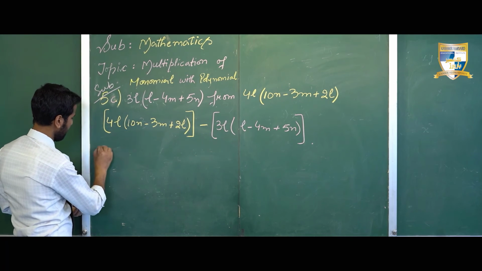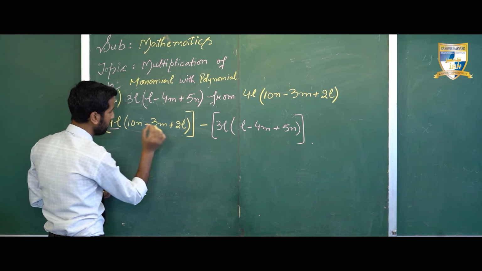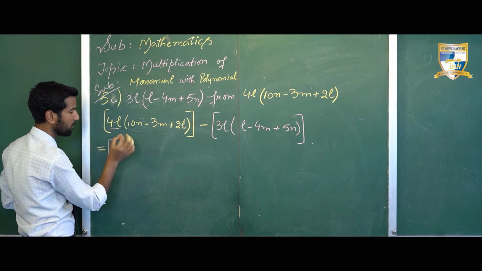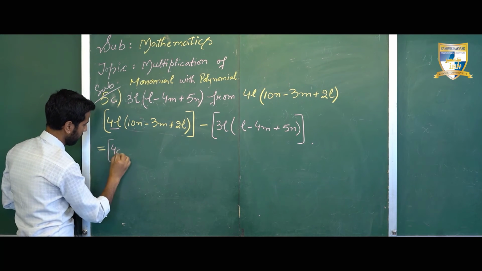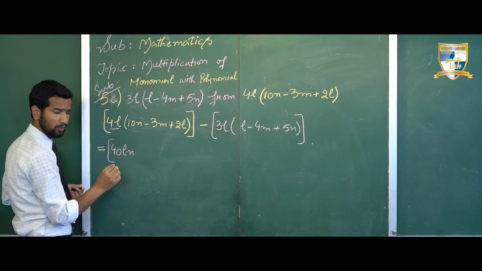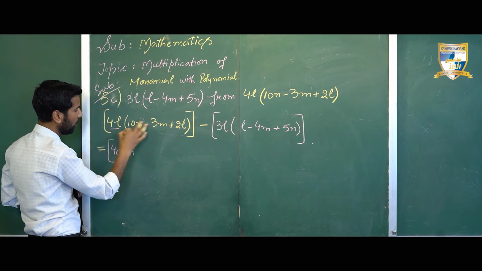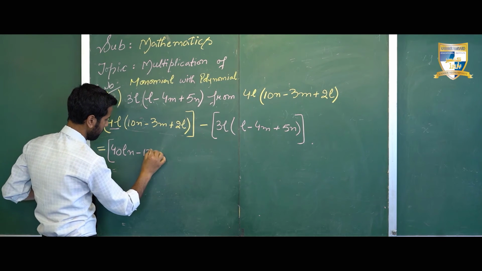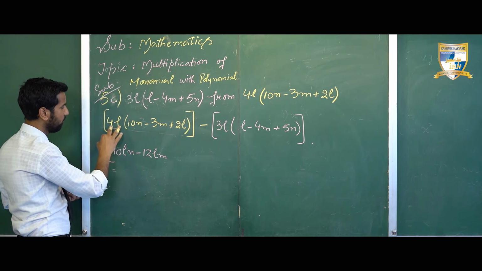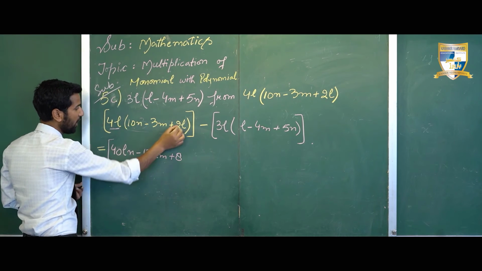Now let's simplify them first. Once again, here is a monomial in multiplication with a trinomial. So we are going to multiply this monomial with each and every term here. So 4L into 10N will become 40LN: 4 into 10 will become 40, L into N will become LN. Now we are multiplying this monomial with minus 3M. 4 into minus 3 will become minus 12, and L into M will become LM. And then 4L into 2L: 4 2s are 8, and L into L will become L square.